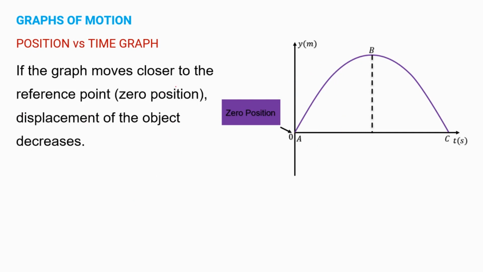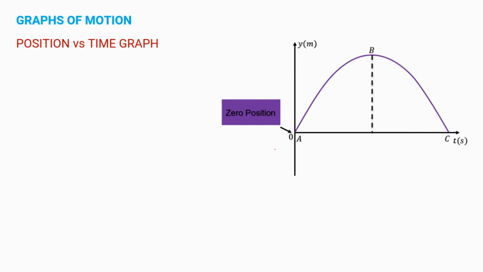If the graph moves closer to the reference point, the displacement of the object decreases. Let's say now it is at its maximum point, then it's starting to move towards the zero position. What is happening to displacement? Let's say this is the displacement at t1, and then at t2 it is now there. See that? So as the object moves towards the reference point or the zero position, displacement is decreasing. Please take note of that.